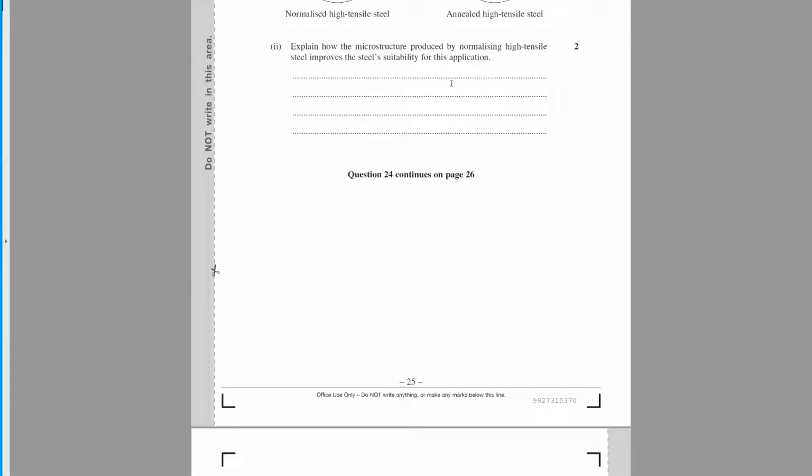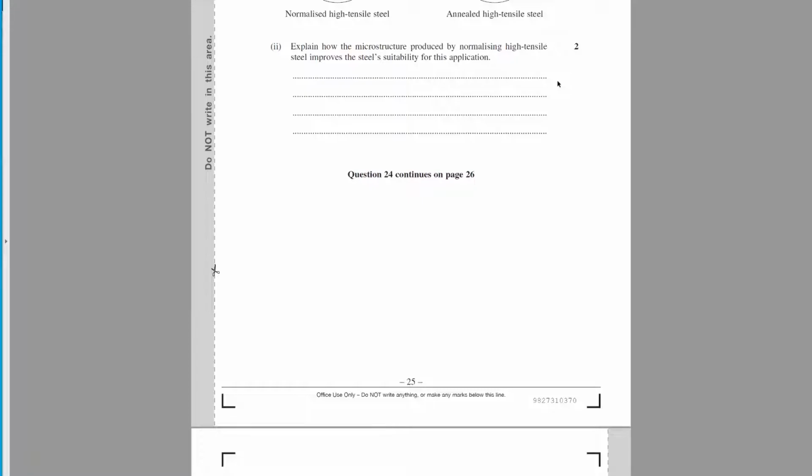Okay, explain how the microstructure produced by normalizing high tensile steel improves the suitability of this application. I've spoken to HSC markers, not about this specific question, but on questions very similar about normalizing. And I will tell you that it breaks my heart to hear that if you write the word stronger, that normalized steel is stronger than annealed steel, they will not give you a mark. It breaks my heart that that is the case. I'm not in charge of the HSC. I might be one day, and when I am, I'm really going to try and make that change, that I think the word stronger is acceptable. In the HSC, they have cancelled Kanye. You cannot say stronger.